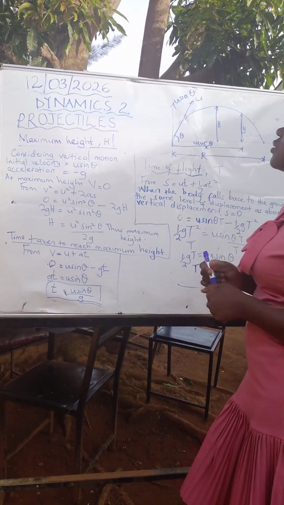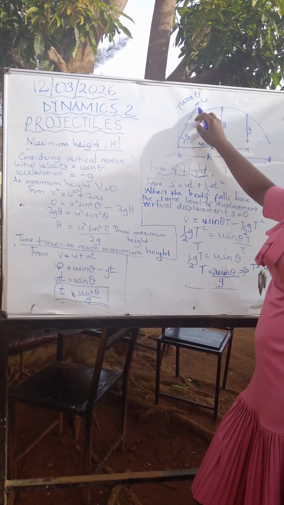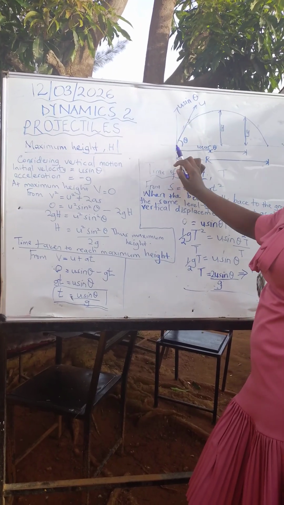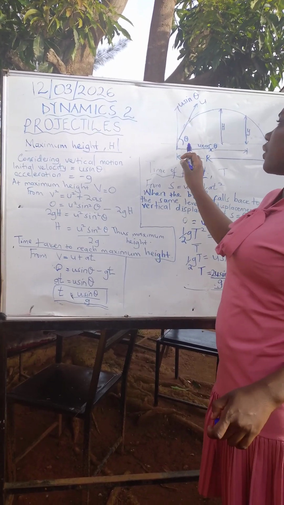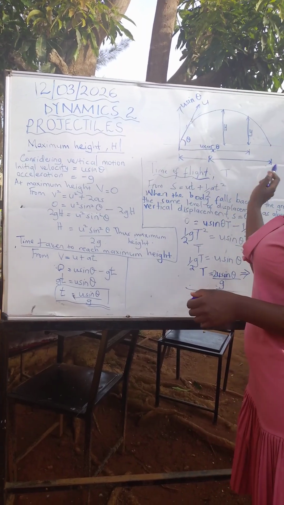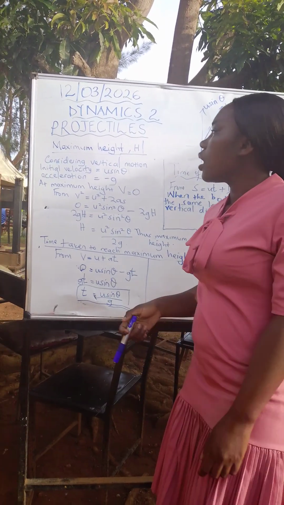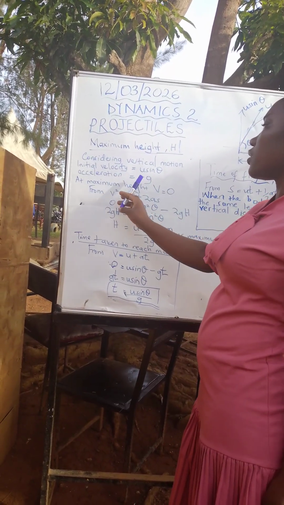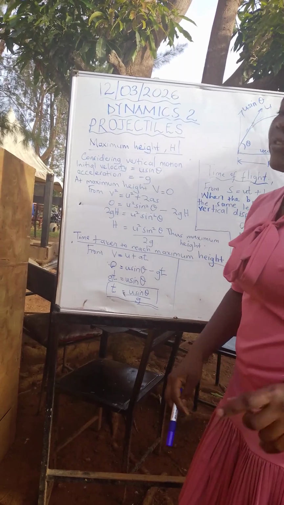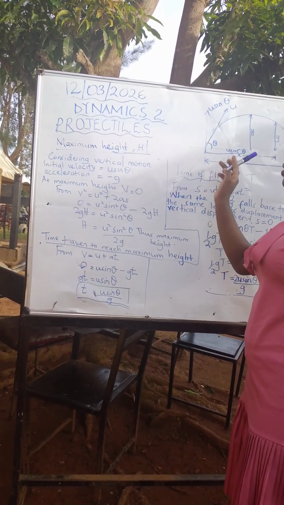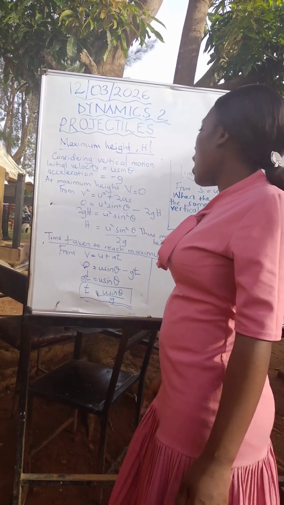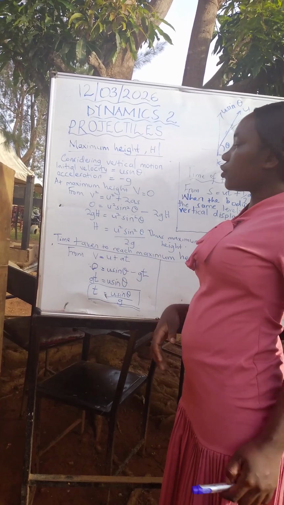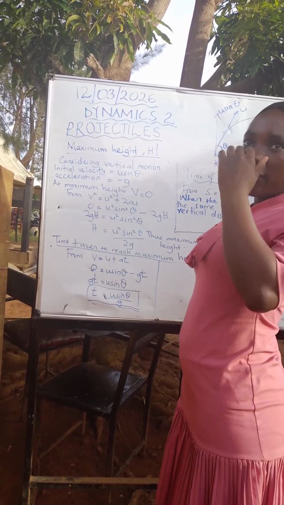The velocity at which the body is projected has two components, the X component and the Y component. This one is the range. For maximum height, you're going to use the vertical motion. Considering vertical motion, the initial velocity is u sine theta. For the vertical motion, the acceleration is negative since it is upward motion. Then at maximum height, v is 0.